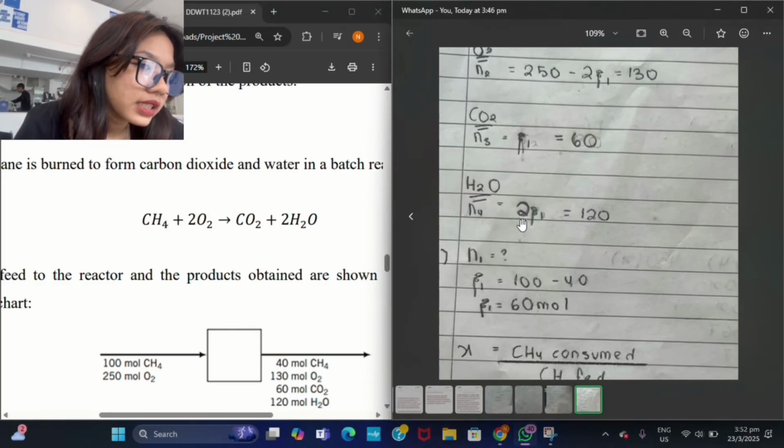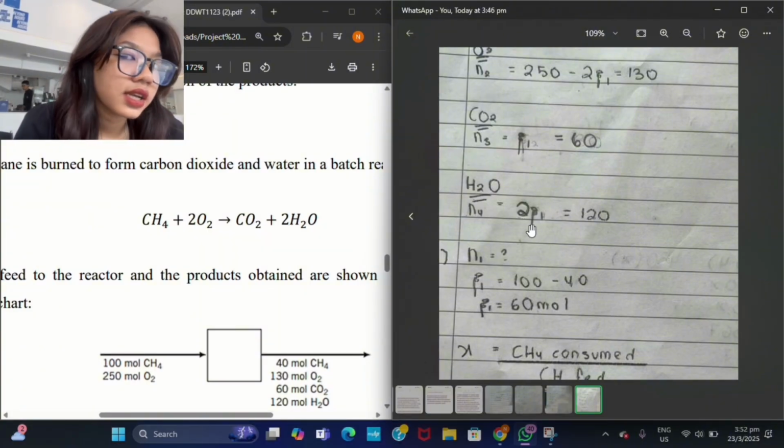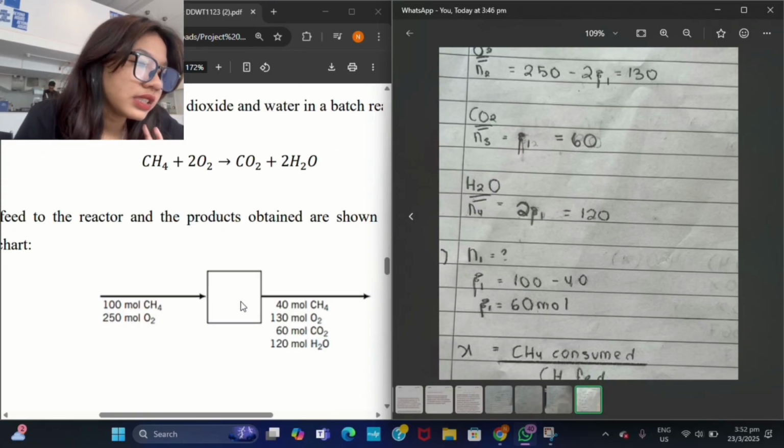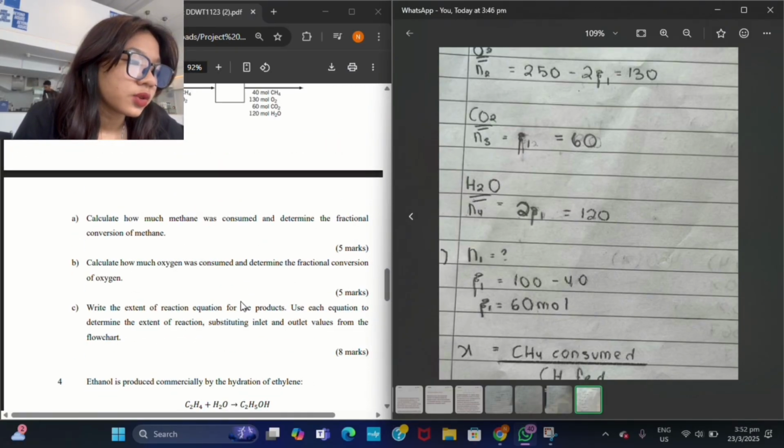H2O. Dekat sini H2O right here. From the equation here, H2O is equal to 2 H2O, so 2Z1. So 2 times Z1, Z1 kita dapat kat sini 60 mole. So 2 times 60 mole, kita akan dapat 120 mole H2O. So this is all for question C. So this is all for question number 3.